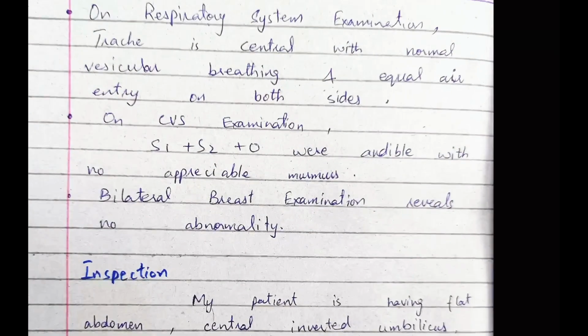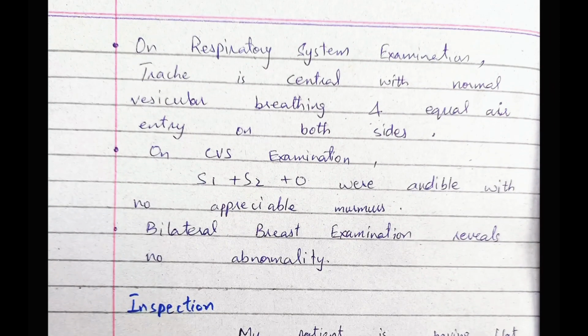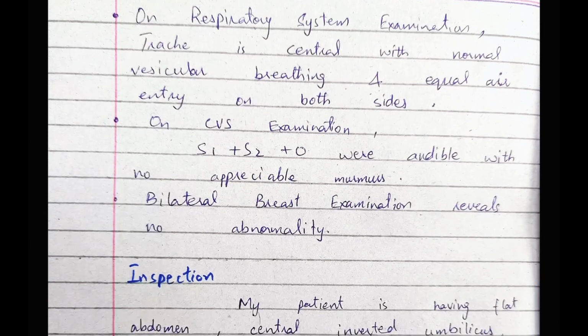On respiratory system examination, trachea is central with normal vesicular breathing and equal air entry on both sides. On CVS examination, S1 and S2 with no added sounds were audible with no appreciable murmurs. Or you can tell here heart sounds with no added sounds were audible with no appreciable murmurs. Bilateral breast examination reveals no abnormality.